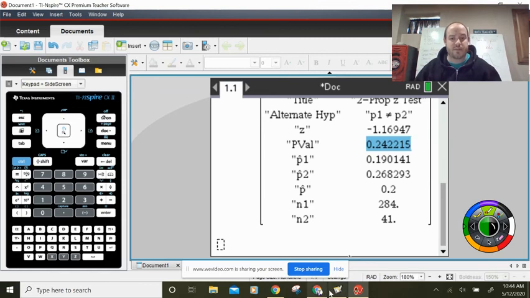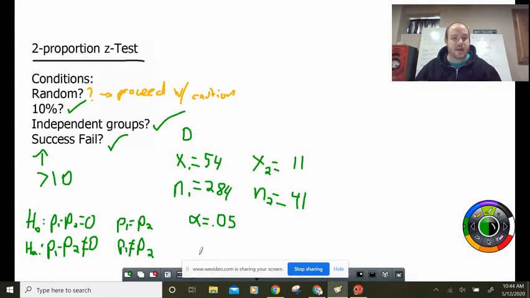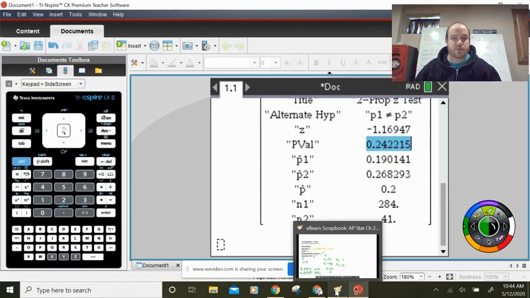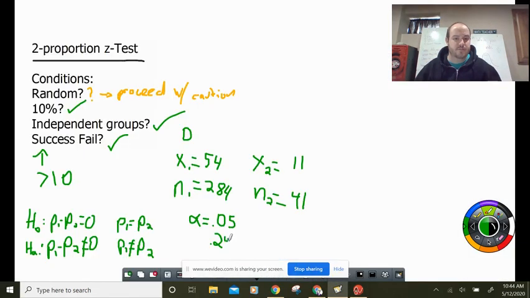We got 0.242215. That is our p-value, and that is obviously larger than our alpha.